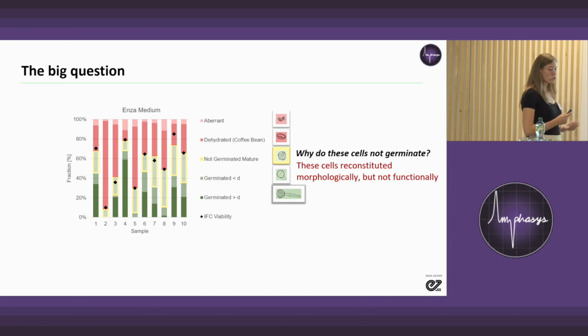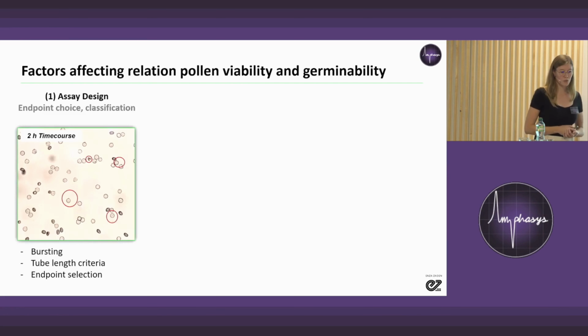Then a question remains: why do these cells indicated here in yellow not germinate? They did reconstitute morphologically, so yes, they took up water and are back in shape, but they didn't germinate. Well, we believe multiple factors play a role here, and one of them is obviously our assay design.